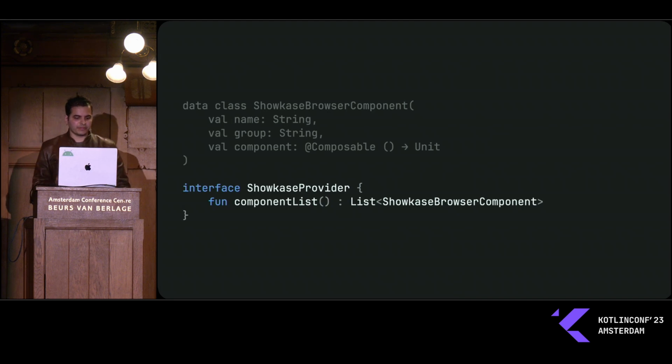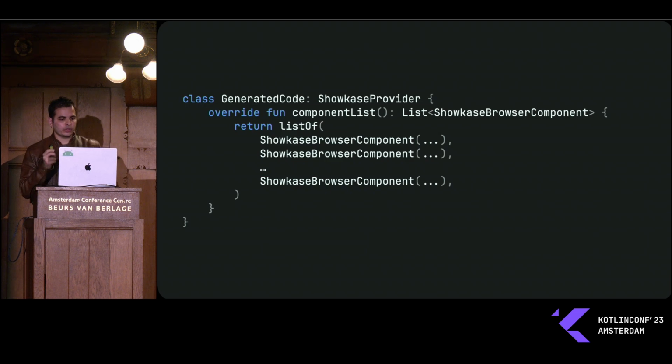We'll also define an interface called Showcase Provider. And every time you see the keyword Showcase, it's only because that's the code name of this project, so I'm just prefixing it. It has a function that returns a flat list of these Showcase browser component instances. Now, there's a very specific reason why I've created this interface, and we'll realize its value later on in the presentation.